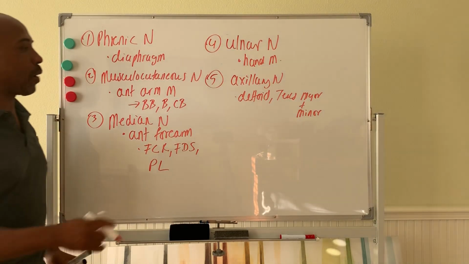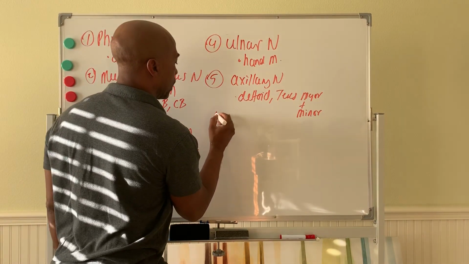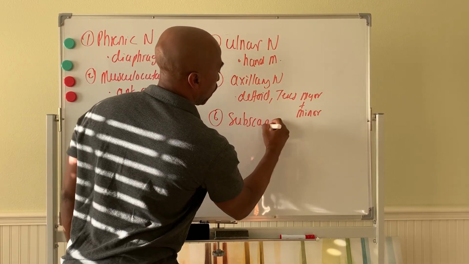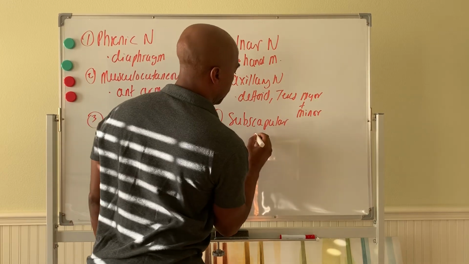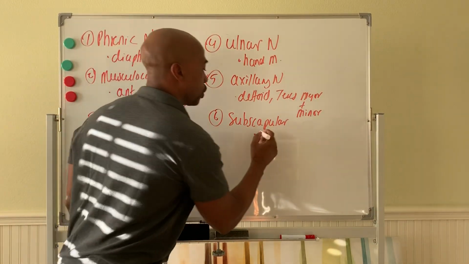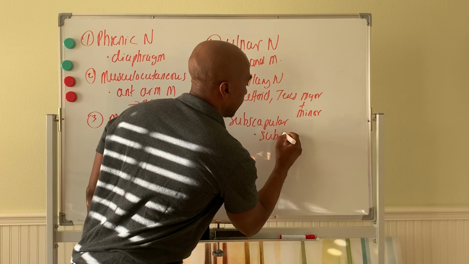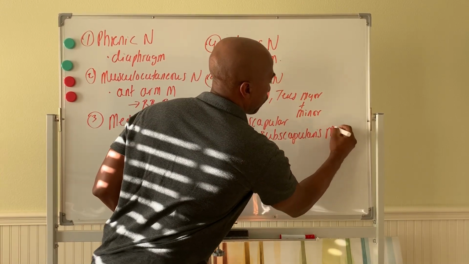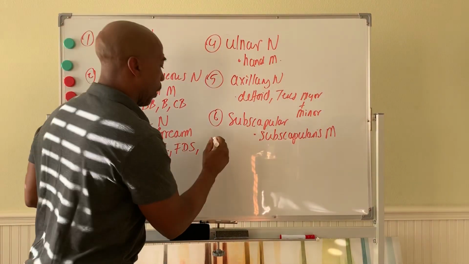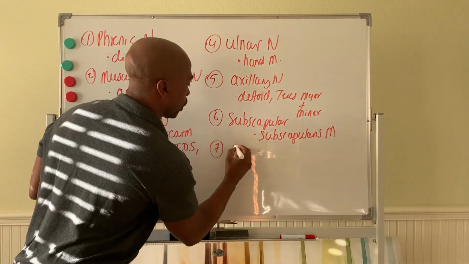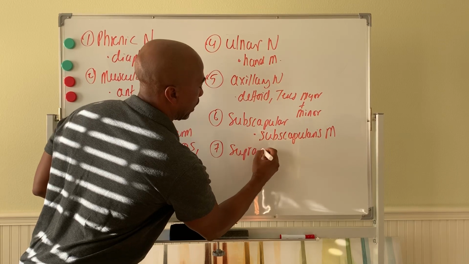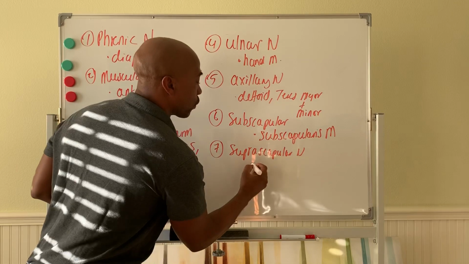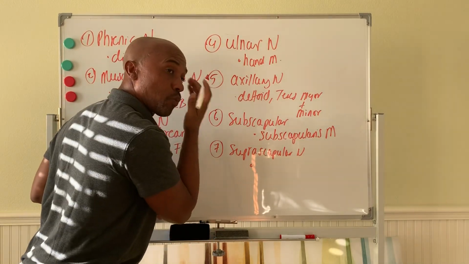And then we can do, while we're up here, the subscapular nerve. This nerve will control your subscapularis muscle of the rotator cuff group. While we're here still, the nerve called your suprascapular nerve. That nerve controls the other remaining rotator cuff muscles.